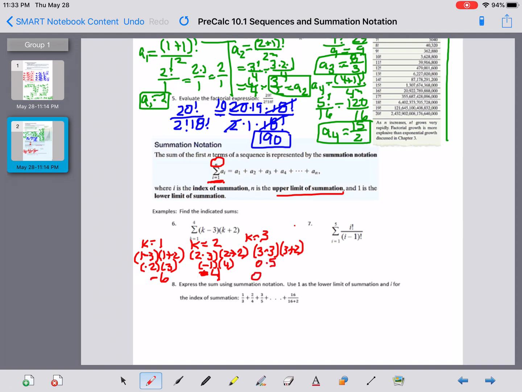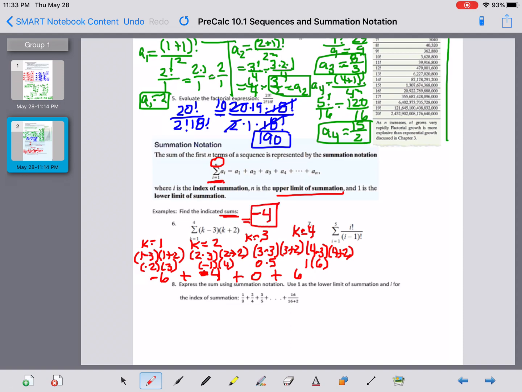And I'm still going because it says my upper limit is 4, so I go to 4. And I'm going to get 4 minus 3 times 4 plus 2. That gives me a 1 times a 6, and I get a 6. But again, this says find the indicated sum because I'm on a summation, which means I'm going to take all these 4 answers, from the first to the 4th, and add those together. So negative 6 plus negative 4 is negative 10, plus 0, still negative 10, plus 6 makes negative 4. So my answer here for my whole thing is negative 4.